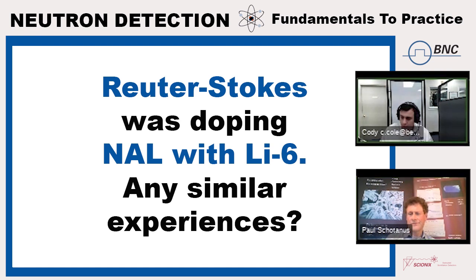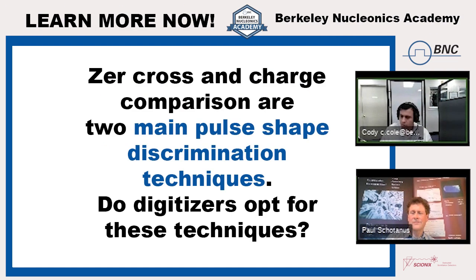Rakesh had another question here, reading them in order. He mentioned in the context of digitization that zero crossing and charge comparison are the two main pulse shape discrimination techniques. Do digitizers kind of support those?